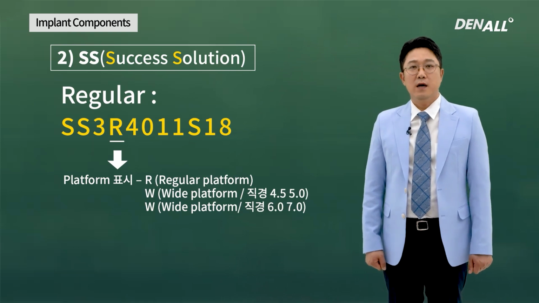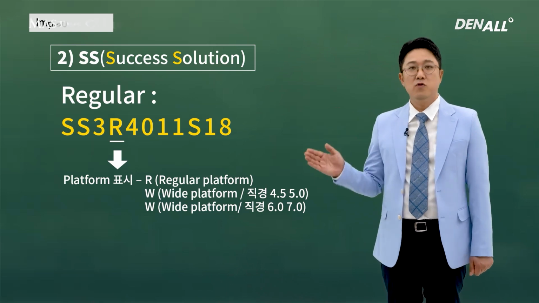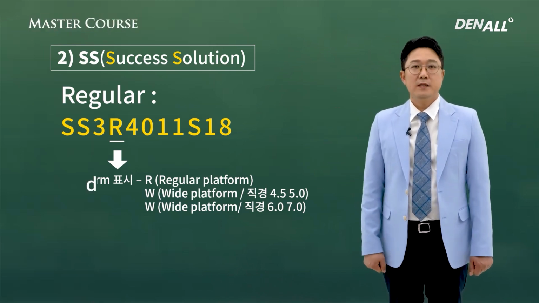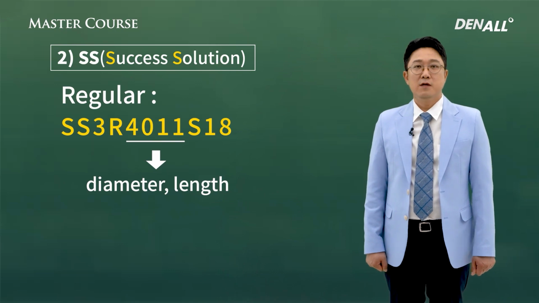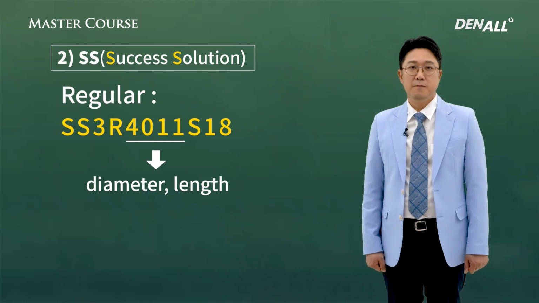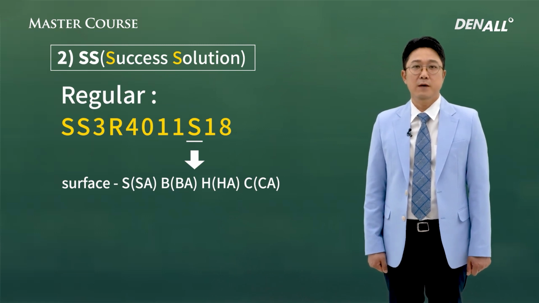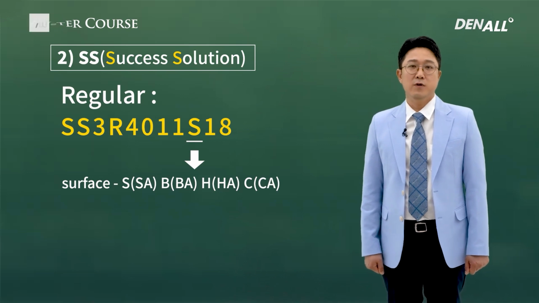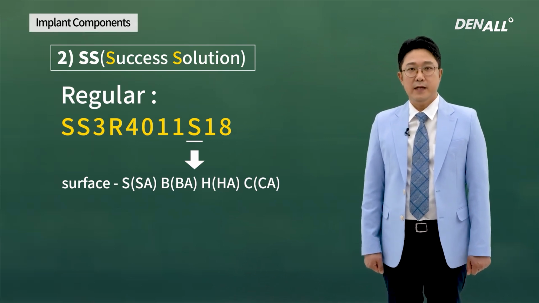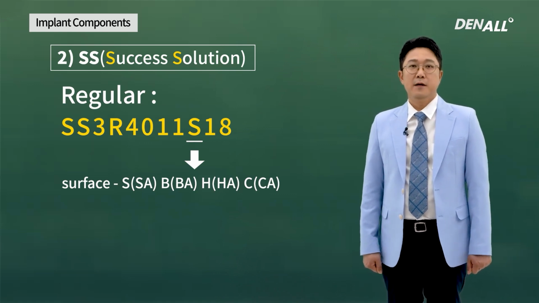R means that platform size is regular, and if it is wide, this is replaced with letter W. 4011 means a 4.0 diameter and the length is 11 millimeter. And the letter S means that the surface treatment of the fixture is SA, and on implant surface, I'm going to talk about it in the next lecture. In the case of HA surface, it is marked as H, and in the case of CA, it is marked as C.